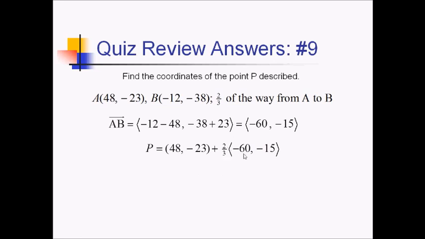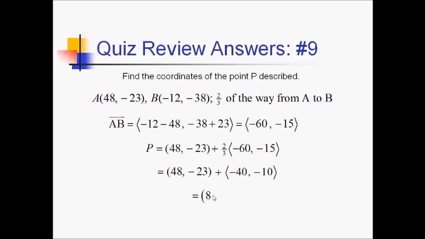So distributing that 2/3 over there, so we have the initial point, and over here we've got 2/3 of -60, which is, let's see, -60 divided by 3 is -20, times 2 is -40. And then doing the same thing with -15. -15 over 3 is -5, times 2 is -10. Now we're just going to add these together. So we have 48 plus -40, which is just 8.